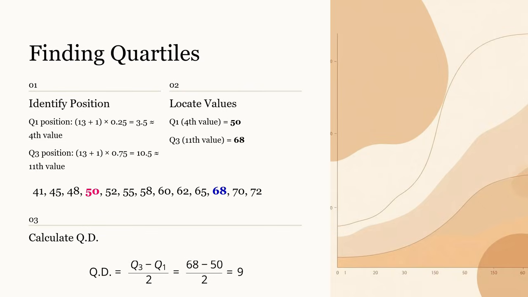Here 9 is a smaller value. So when the QD value is smaller, we can say that the given data set is consistent and hence it is more reliable, and hence the reliable data set can give us a more correct and reliable informed decision.